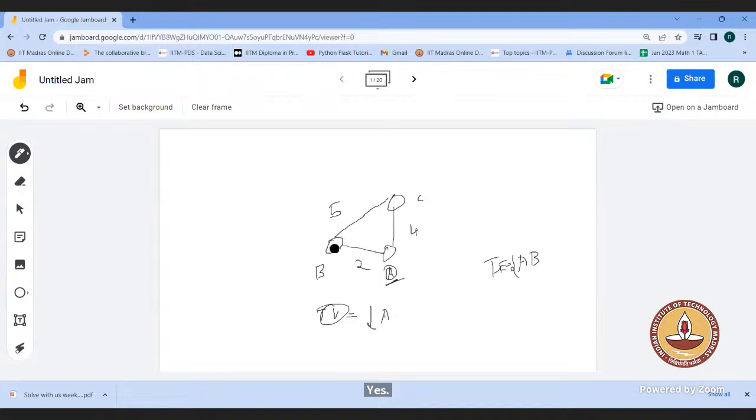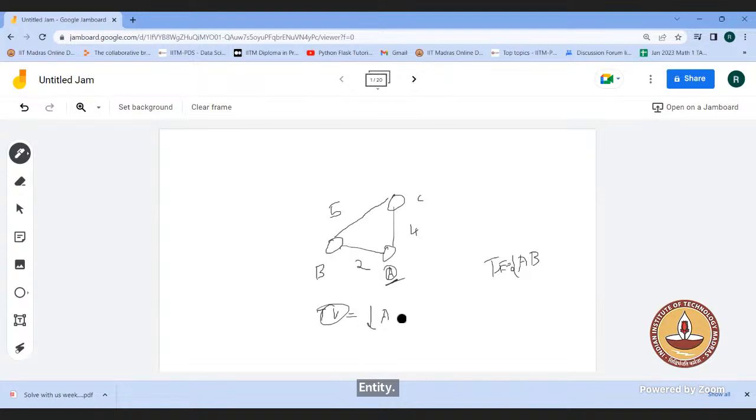So now we have gone to B, correct? And now from B we can go to C, and from A we can go to C. Which of these two has the minimum weight? B to A is already there, right? A to B and B to A are the same. So it is A to C, right?